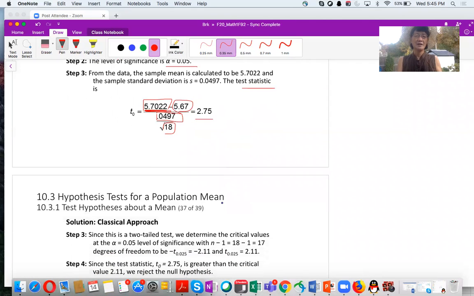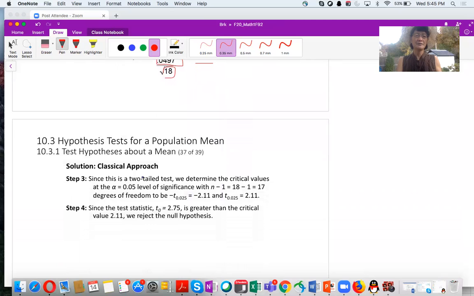2.75. Once you get 2.75, we can use the classical approach to find the critical value. Because we have a sample size of 18, the degree of freedom is 17. The critical value we get is 2.11. The other is negative 2.11.